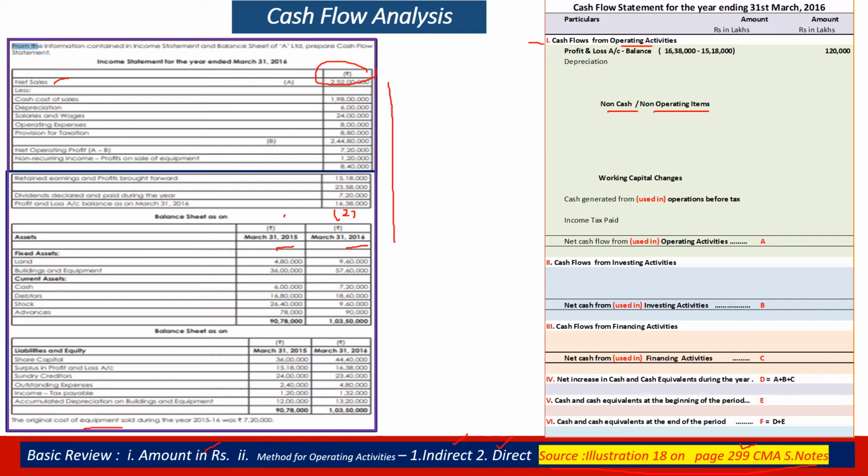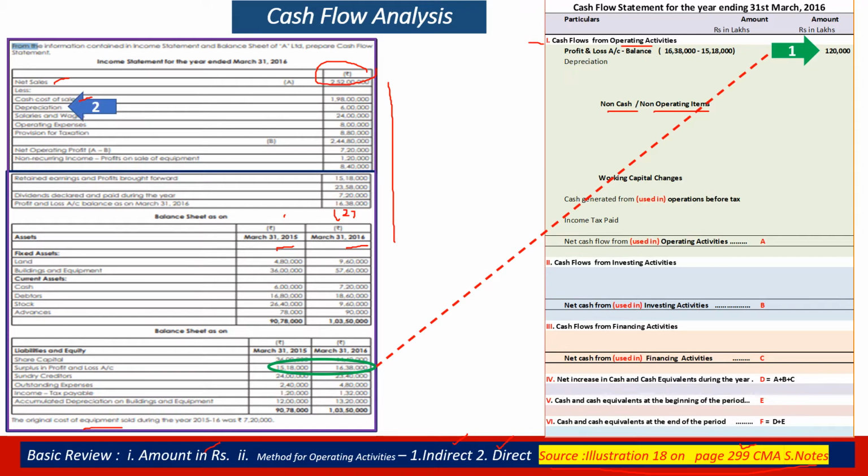Net sales is a cash item, we are not taking. Cash and operational. Cost of sales, cash and operational. First item that comes is depreciation. That way, we will be first posting the profit and loss account balance. 15,18,000 moving to 16,38,000. Net addition of 1,20,000 is the profit.